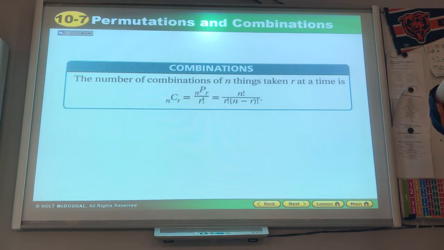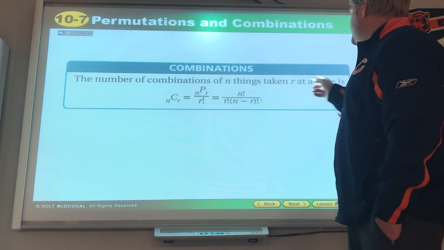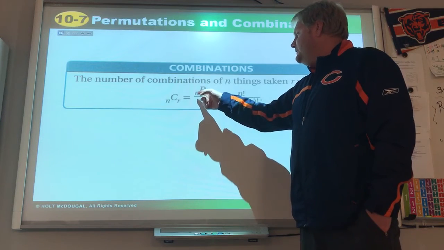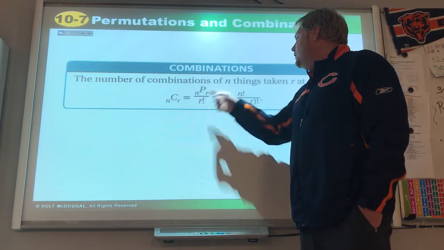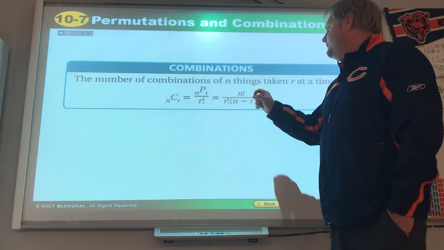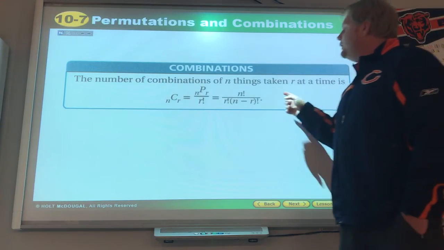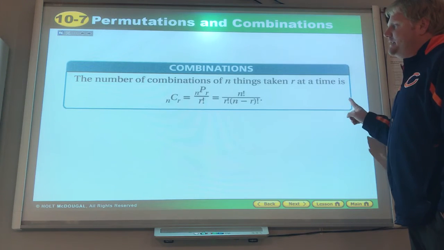So here we are again. The number of combinations of n things taken r at a time. So the number of things, the spots we have, r factorial. n factorial, r factorial times, oh my gracious, there's so much there. Watch, it is not as bad as it looks.